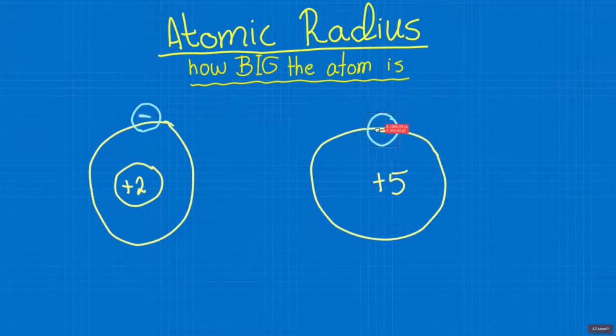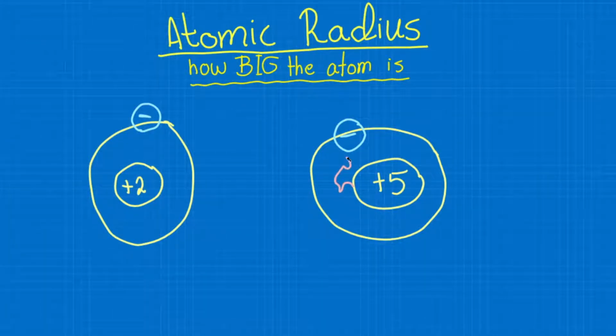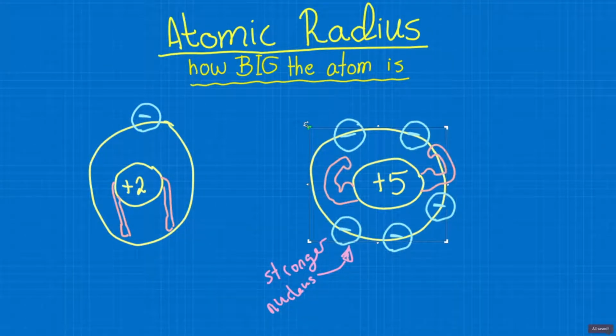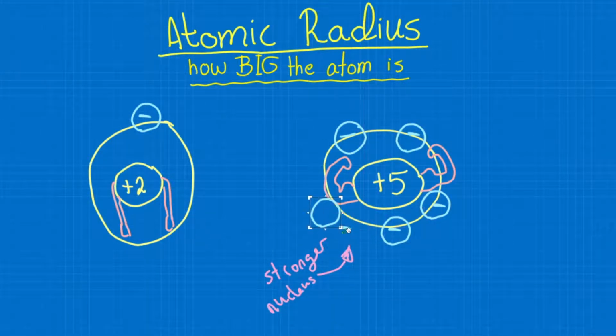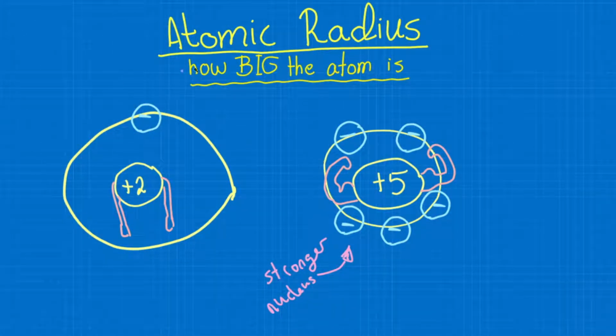Well, if you think about it, the one with 5 protons must be stronger than the one with 2 protons, because it has more positive particles. And as you know, positive particles attract negative electrons. We can say that the one with more protons is stronger, and because it's stronger, it can hold the electrons closer to the nucleus. Now, the one that has fewer protons can't hold them as well, so the atomic radius is bigger.